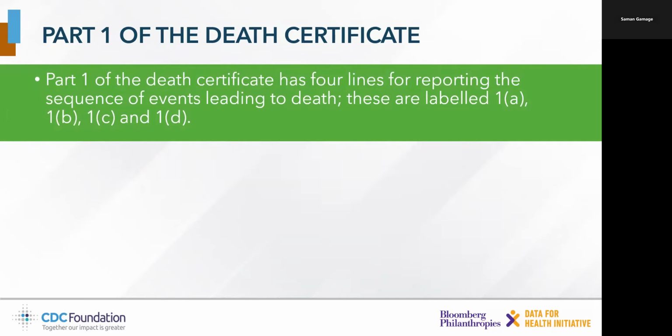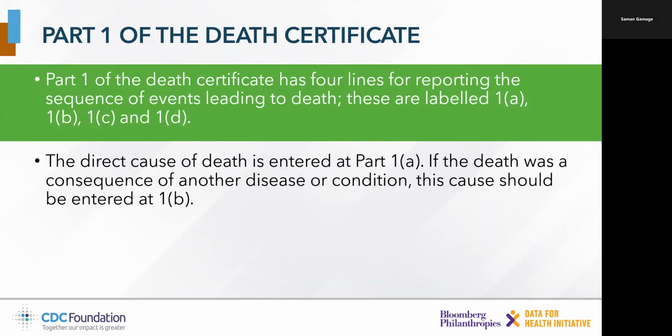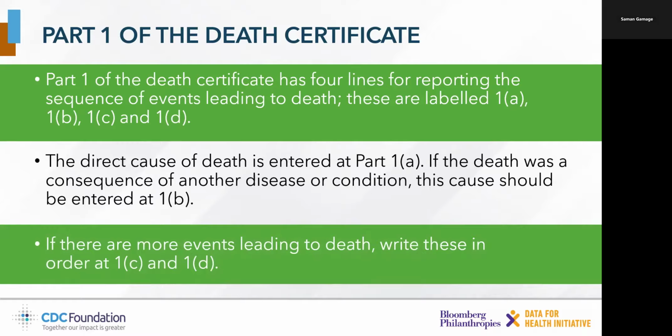Part 1 of the death certificate has 4 lines for reporting the sequence of events leading to death, and these are labeled as 1A, 1B, 1C, and 1D. And remember, this is a standard labeling system. The direct cause of death is entered at part 1A. If the death was a consequence of another disease or condition, this cause should be entered at 1B. If there are more events leading to death, write these in order at 1C and 1D.